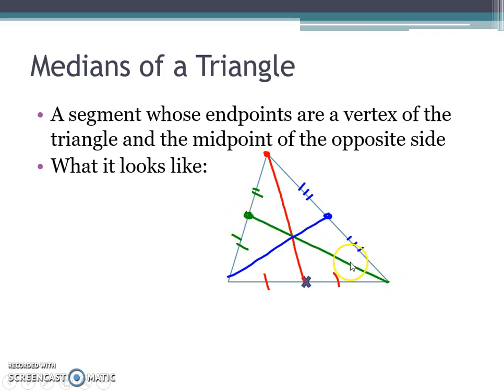So this green line connects the midpoint of this side and the opposite vertex. This is called a median. This blue line is also a median, the vertex and the midpoint of this side. Vertex here and the middle of this side. These are called medians, because median means middle. So it looks like this. This triangle has 3 medians inside.